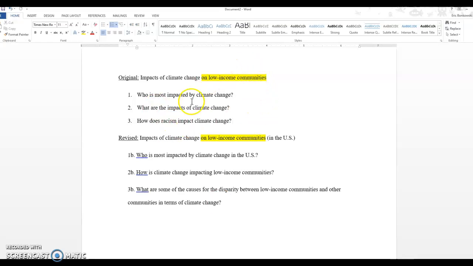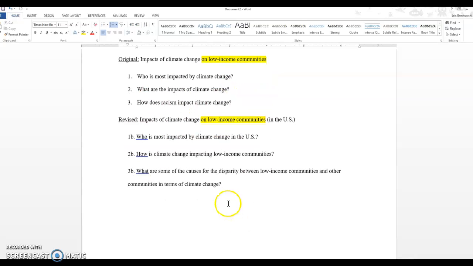Because here, there's sort of an assumed link between the idea of racism and low-income communities, and you want to figure out a way to connect them entirely. So the question that I changed this to was, what are some of the causes for the disparity between low-income communities and other communities in terms of climate change?